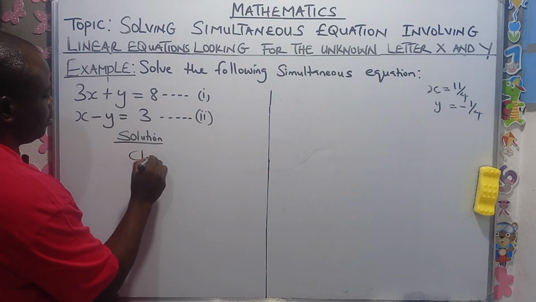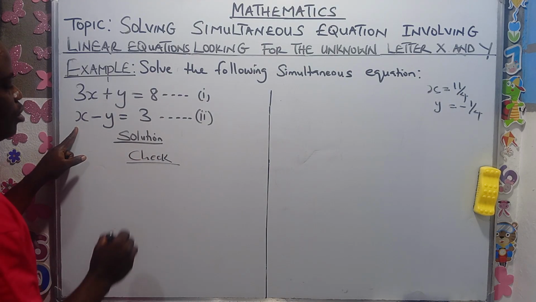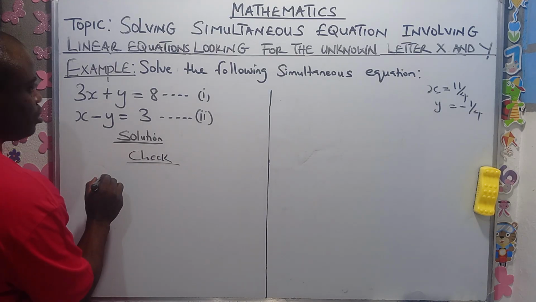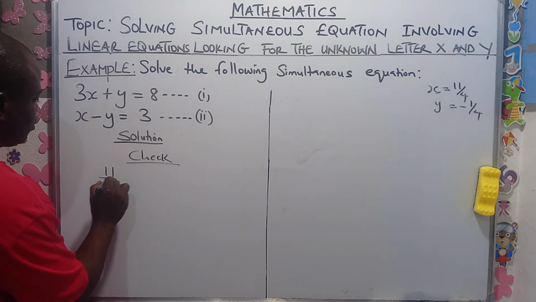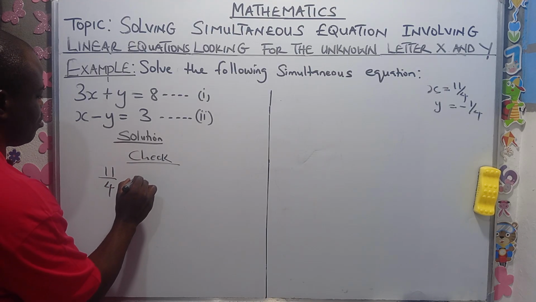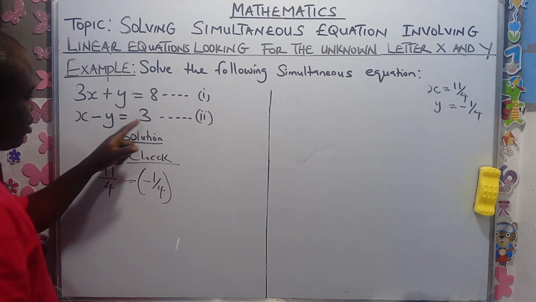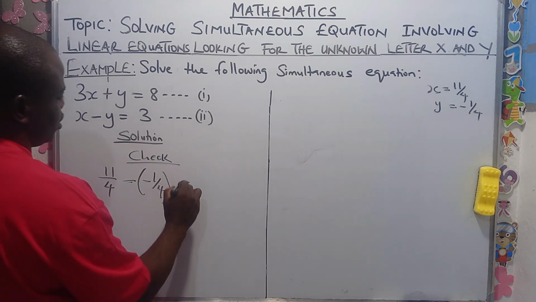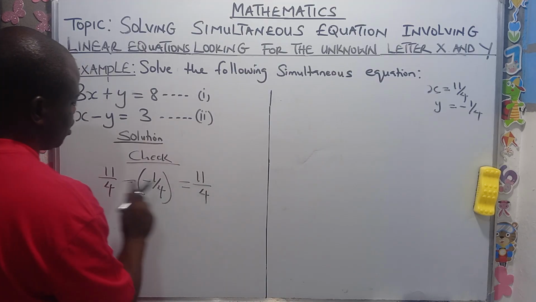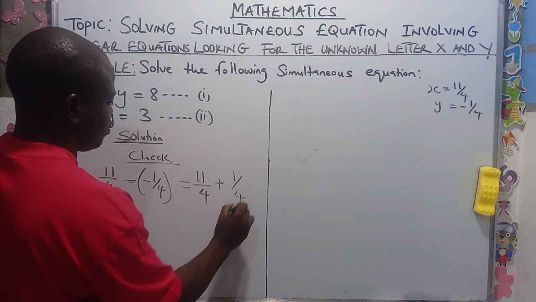Check. Use a simple equation. We're picking equation 2. Substitute x and y: x is 11 over 4, y is minus 1 over 4. If you get 3, that means we're correct, because 11 over 4, negative and negative, that's positive, plus 1 over 4.